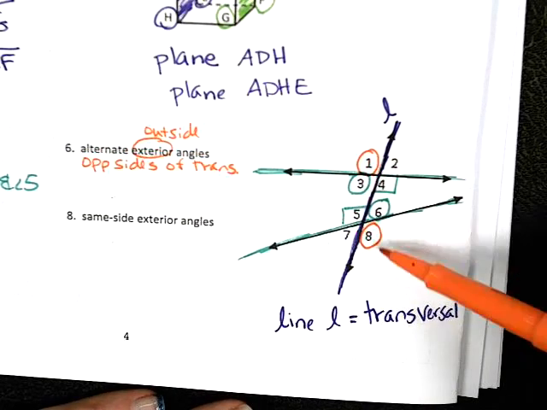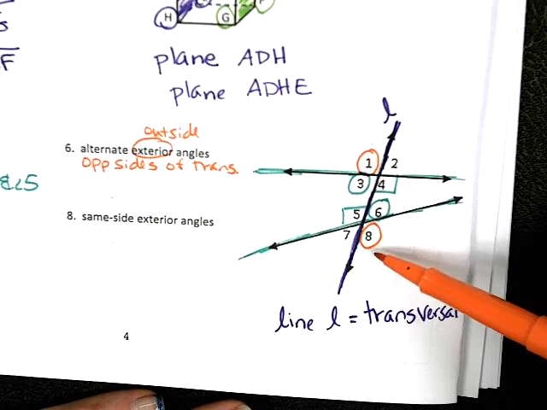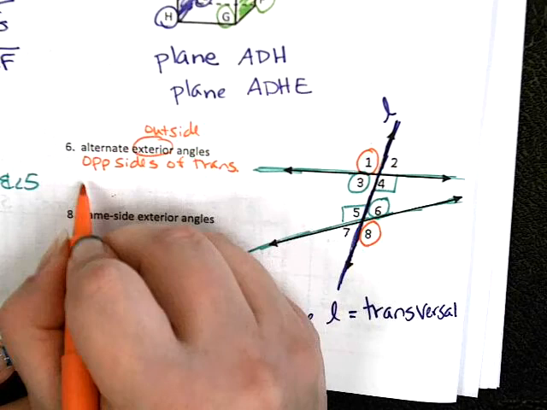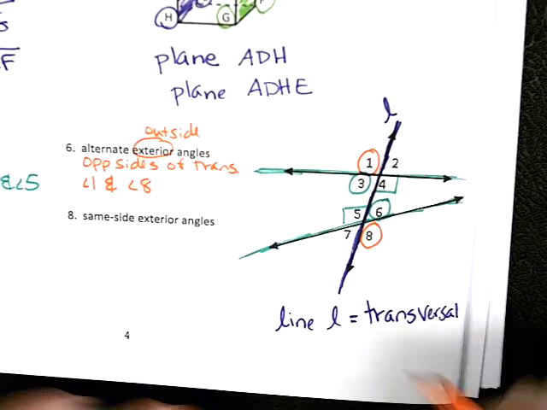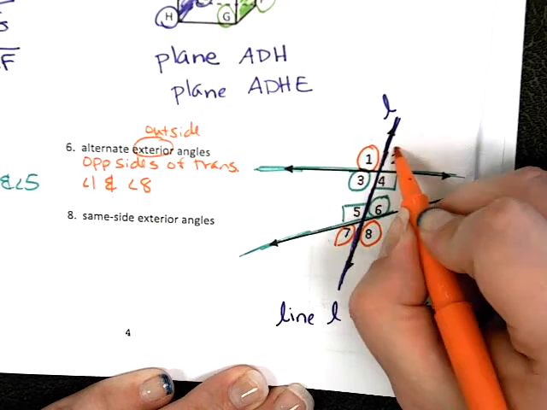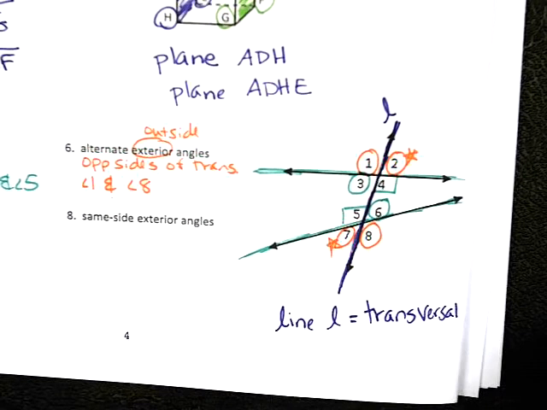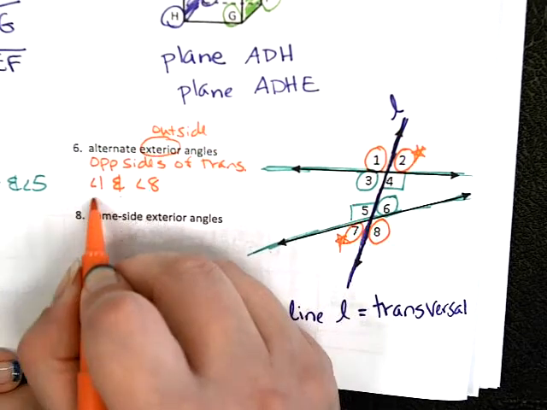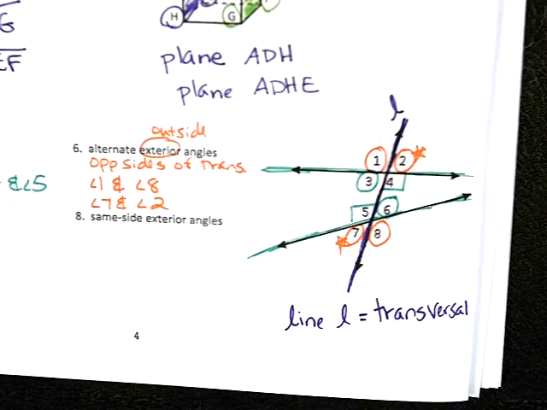So angle 1 and angle 8 are on different sides of my transversal, and they're outside my two blue lines. So angle 1 and angle 8 would be one example. And the other example would be 7 and 2. And I'm going to put little stars by those so we know those are the ones that go together. Angle 7 and angle 2. All right, so alternate means different sides of our transversal.